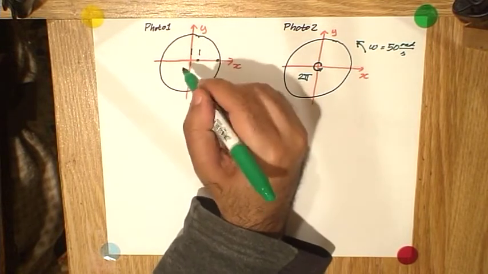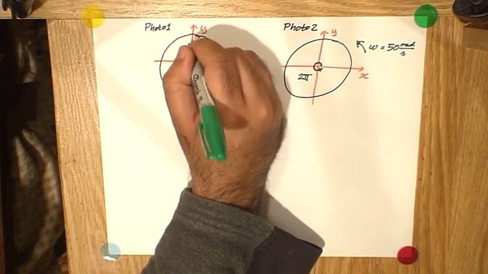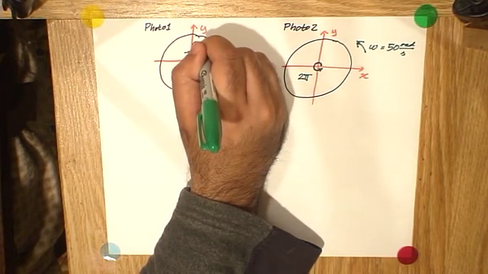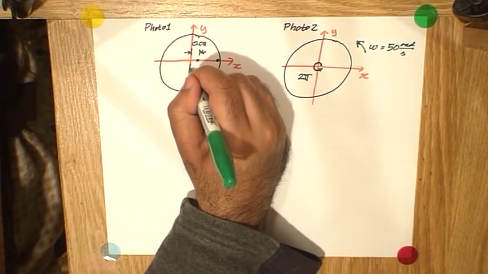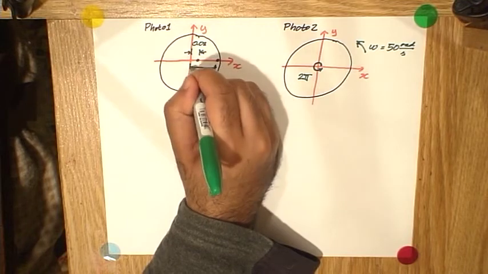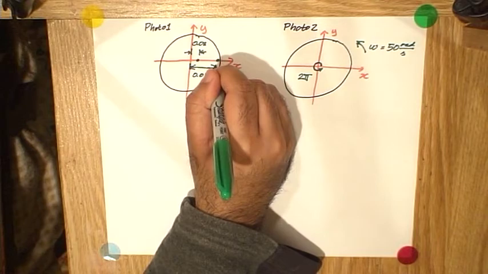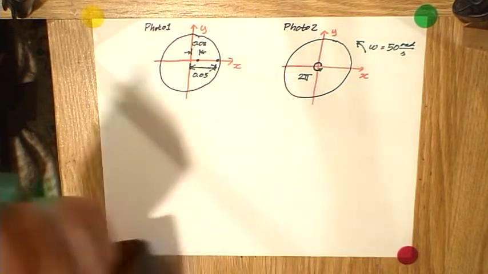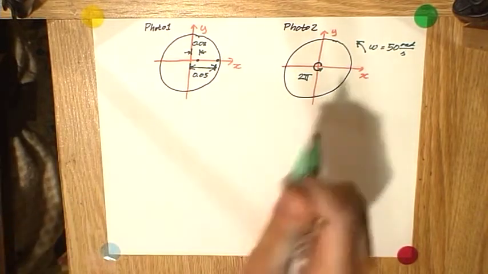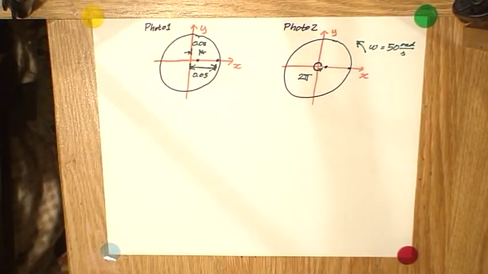The distance from the center to the inner sticker is 0.02, and the distance from the center to the outer sticker is 0.05. So now that we have all of this information, we were being asked to find out what was the linear displacement and the linear velocity of each sticker.